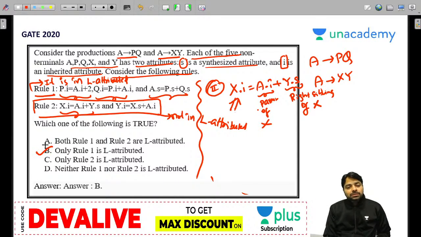That option is just B. Rule 1 is only L attributed. Everybody, the concept is very simple. Nothing else to do. Just you should know the definition of what is L attributed. Just you should know what is L attributed. Okay, clear this point?